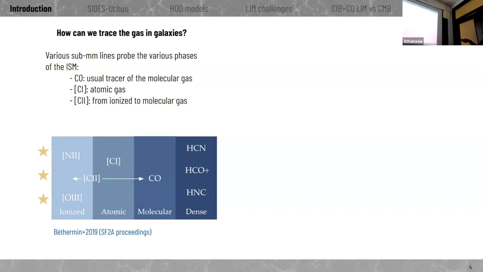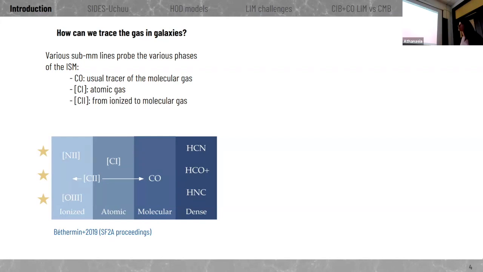So here we have the newly born stars, and we see the first layer is the ionized gas that gets directly ionized by the UV radiation, and then we move to neutral gas, starting from the atomic and progressively moving to molecular and even more dense gas. So if we want to trace these different phases of the gas, we target different spectral lines. Here I show some examples of the main submillimeter line tracers.